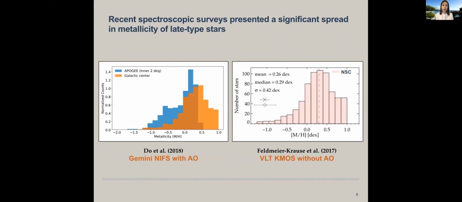And now the big progress is that more recent spectroscopic surveys presented a significant spread in metallicity of late-type stars from the nuclear star cluster, not consistent with the uniform solar assumption anymore. So now we have a large enough sample from the Gemini NIFS and the VLT KMOS, in total with nearly 1,000 stars with metallicity measurements. So now we are ready to incorporate the metallicity back into the modeling and fully understand the star formation history.